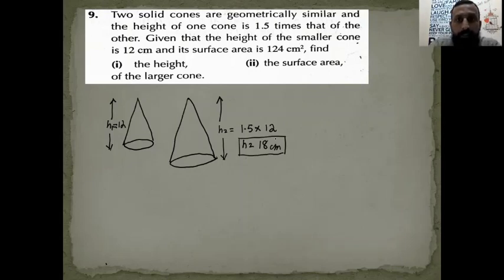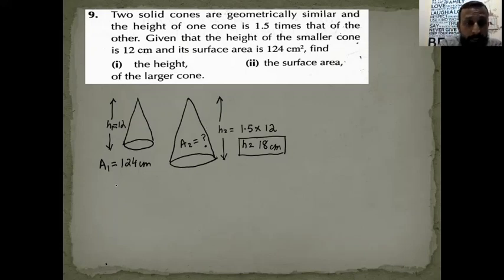Given that the surface area of the smaller cone is 124, find the height and the surface area of the larger cone. The surface area A1 is equal to 124 centimeters square, and the area of the larger cone is required. So we have the height h1 of the first cone, the height h2 of the other cone. We have the area A1 of the first cone, and we need to find the area A2 of the other cone, that is the larger cone.